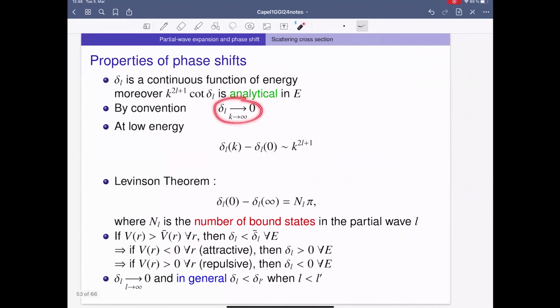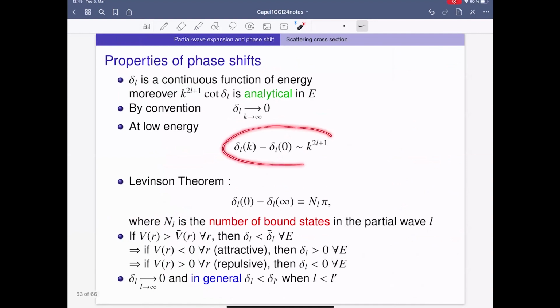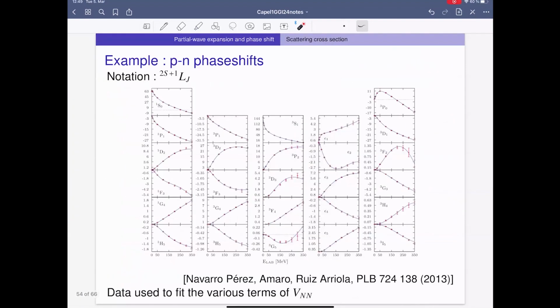We never go to infinity, but what we see is that it's basically reduced when you go to higher energy. But here it's limited to 350 MeV, so we never really approach infinity. At very low energy, you have this behavior. It means that the higher you go in L, the smoother the phase shift, and it should start at zero. And this is actually what you see. For example, this is a G wave, so that's L equals 4.